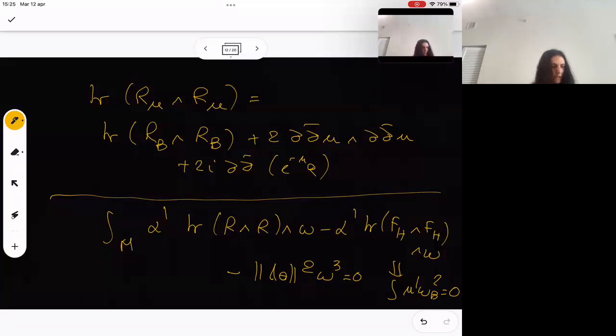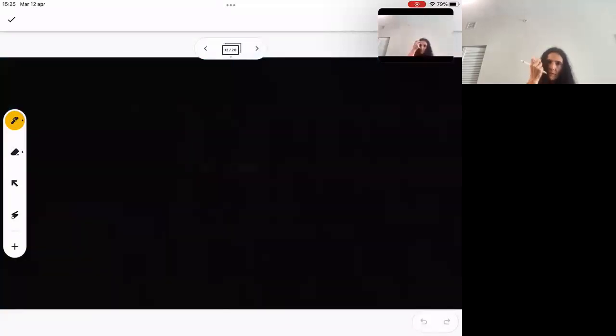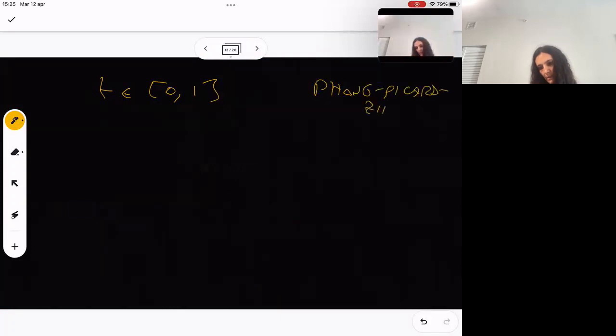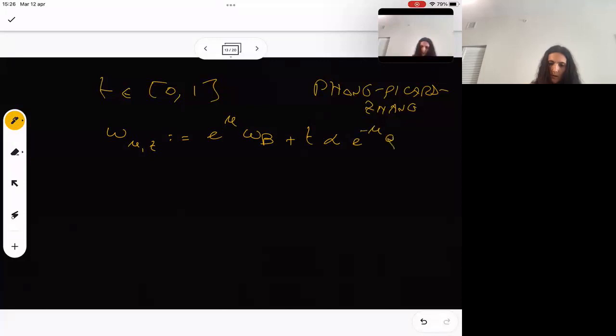And essentially what we use is the following. This is similar to Fuyao, the same trick, let's say. Take t between zero and one, not only Fuyao, but also Fong, Picard, Tsang. So let's say t between zero and one, and let's consider omega u t in this way: u omega b plus t, and then alpha e minus u rho plus 2 alpha e d d bar u, okay?